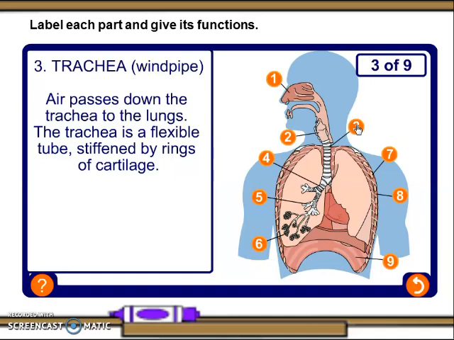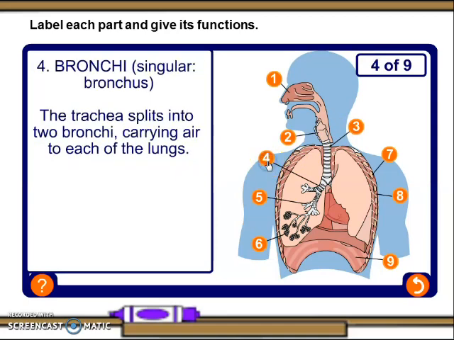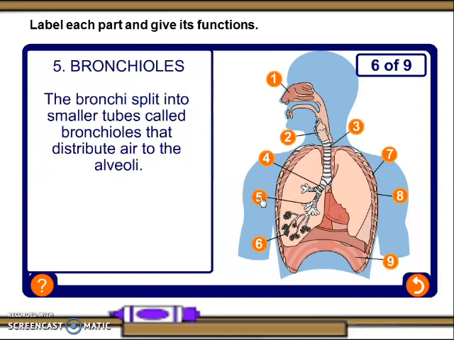3. Trachea or windpipe. Air passes down the trachea to the lungs. The trachea is a flexible tube stiffened by rings of cartilage. 4. Bronchi, singular bronchus. The trachea splits into two bronchi carrying air to each of the lungs. 5. Bronchus. The bronchi split into smaller tubes called bronchus that distribute air to the alveoli.